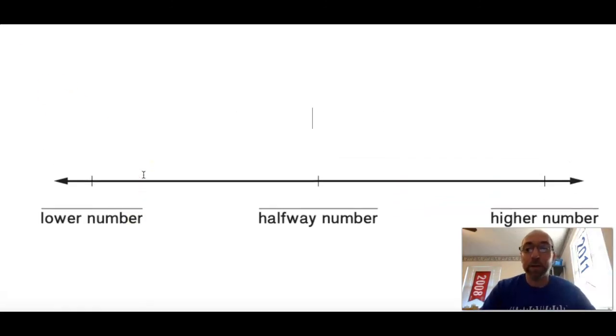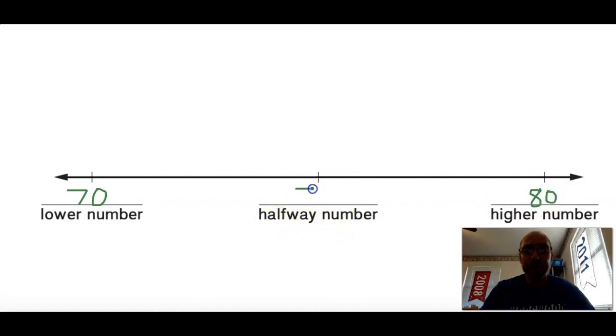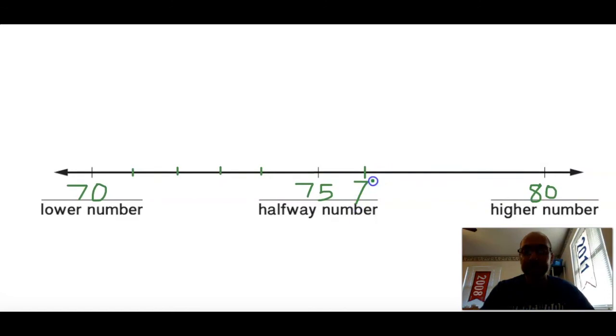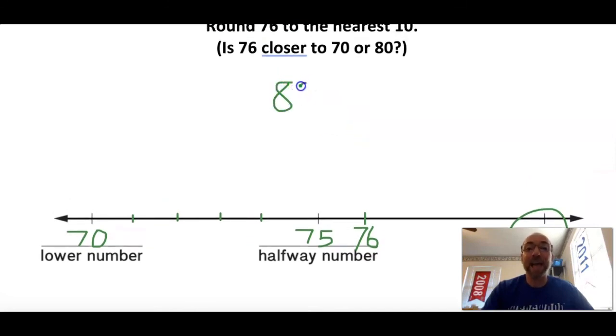I love using one of these open number lines. So I know that 76 is between 70 and 80. I also know that the halfway number is 75. 71, 72, 73, 74, 75, 76. And that's the number that I had to find. Is 76 closer to 70 or 80? Well, 76 is closer to 80. Hopefully, that was your answer.